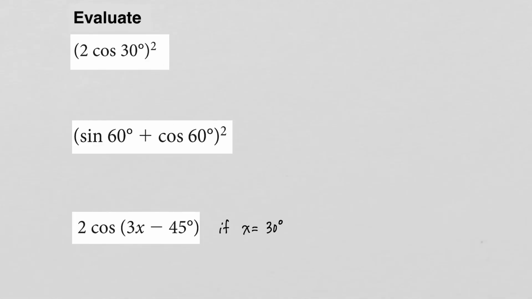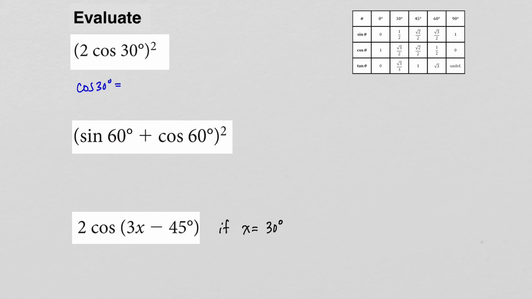Now, just a few final examples. Suppose I asked you to evaluate the following mathematical expressions. In the first expression, we have 2 times the cosine of 30 degrees, quantity to the second power. To do this, the first thing we need to ask ourselves is, what is the cosine of 30 degrees? Well, we can get that value from the table on the previous page. And here is that table for convenience. If you look at 30 degrees, the cosine of 30 degrees is radical 3 divided by 2.